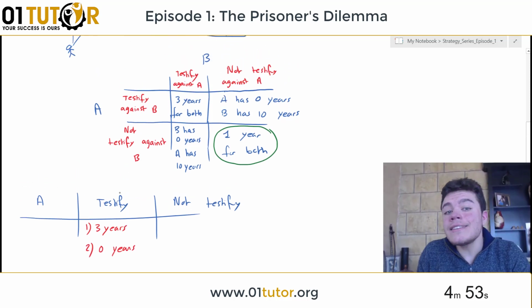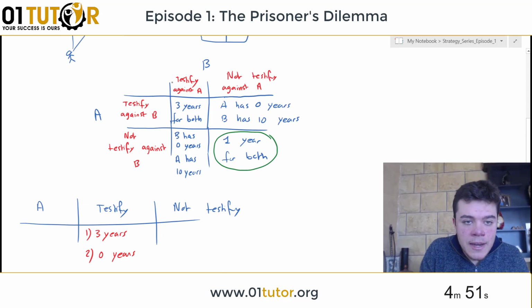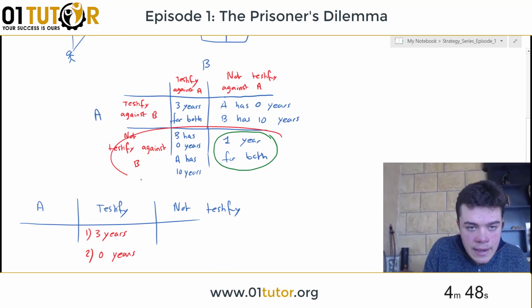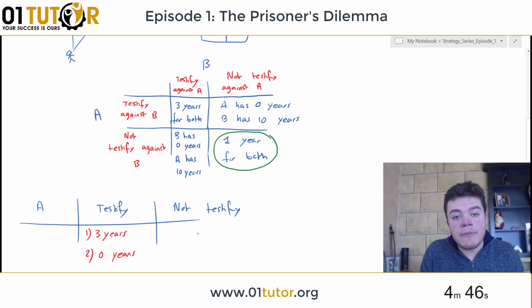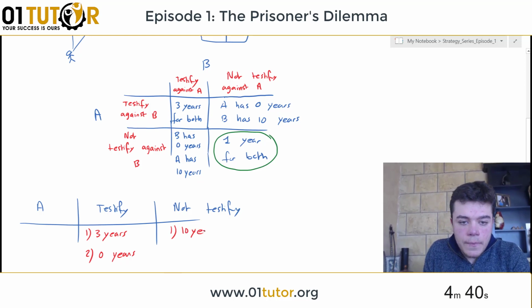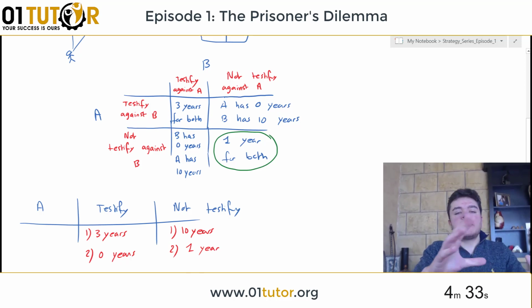However, if A doesn't testify, meaning we're looking at the second row in here, he either will do 10 years of prison. So in here you have 10 years, and the second one would have 1 year. Okay, right? So this is from the perspective of A, and it's the same thing if you look at the perspective of B.